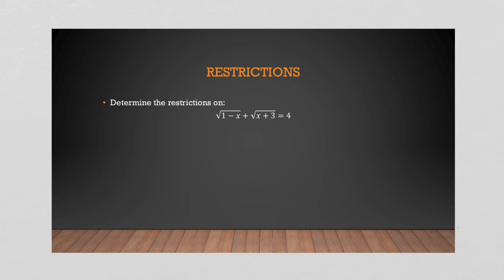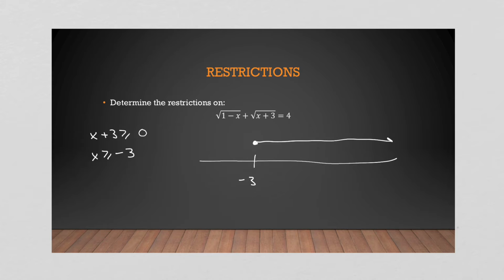Here's one more for restrictions, and then you should get the hang of it. Now, in this case, we need to make sure that x plus 3 is greater than or equal to 0, so x is greater than or equal to negative 3. So number line. Here's negative 3. That's my first one.